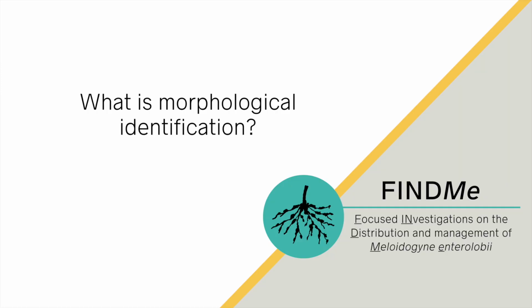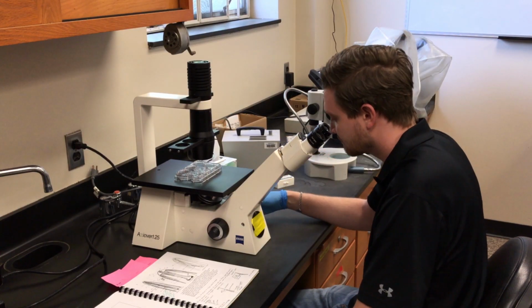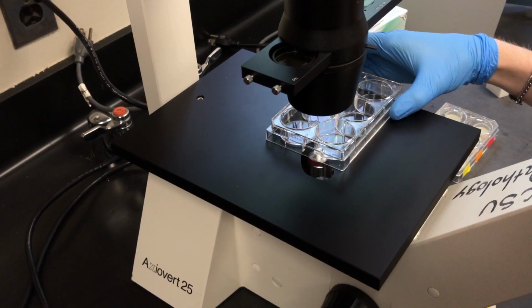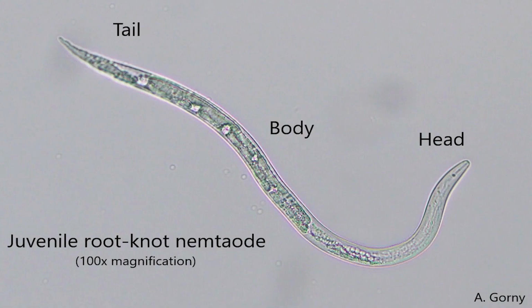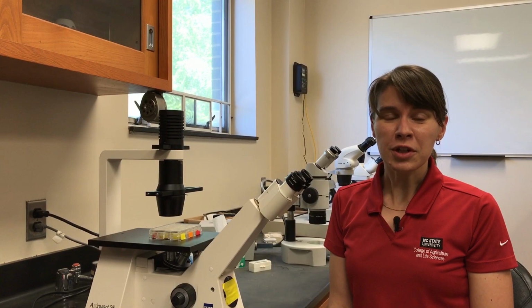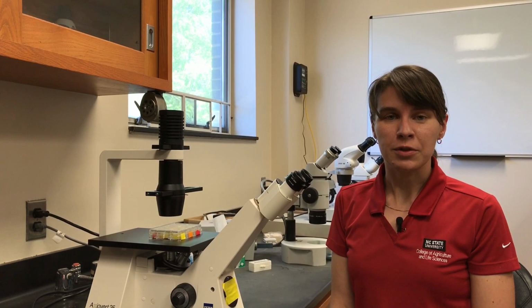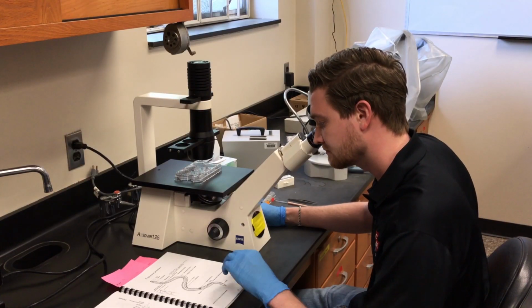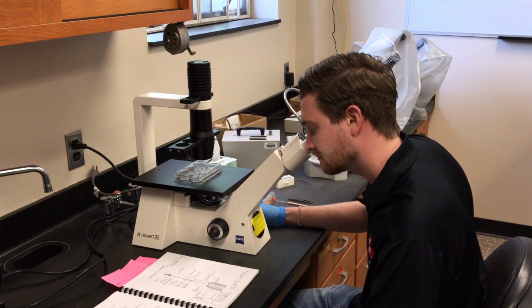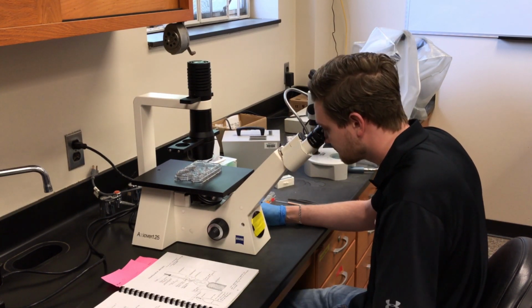Scientists have two methods for identifying ME: morphological and molecular. Morphological identification is when we look at the nematode under the microscope and determine what species it is based on the appearance of the nematode. Here you can see the head, tail, and worm-like body of the nematode. But the tricky part is that many root knot nematode species look highly similar under the microscope, and therefore it's very difficult to tell them apart. This is where molecular identification comes in handy.